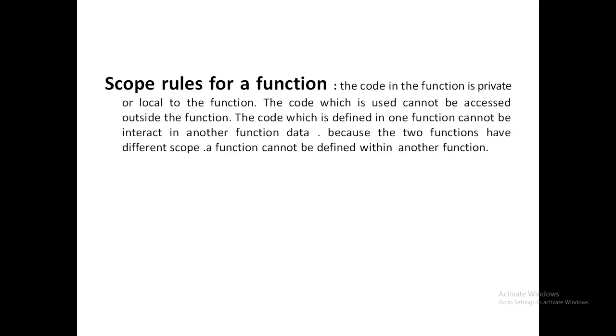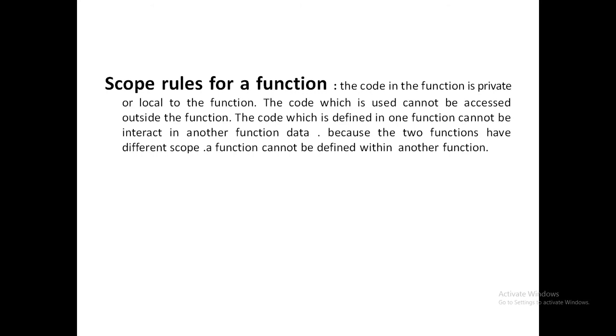Next, scope rules for a function. The code in the function is private or local to the function. The code which is used cannot be accessed outside the function. The code which is defined in one function cannot interact with another function's data, because the two functions have different scope. A function cannot be defined within another function.